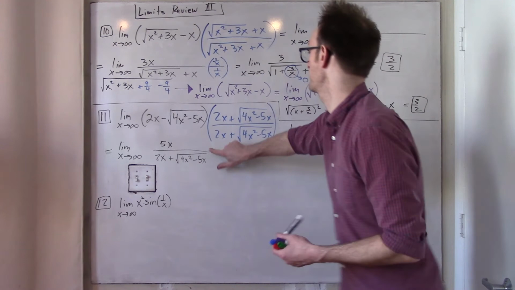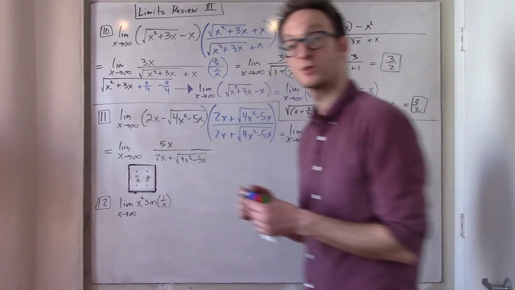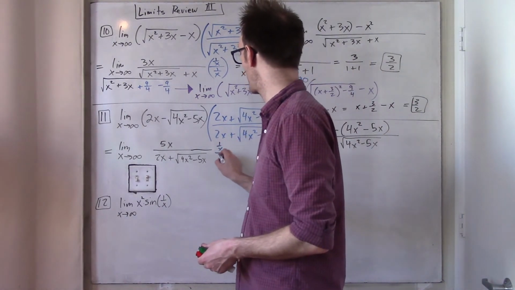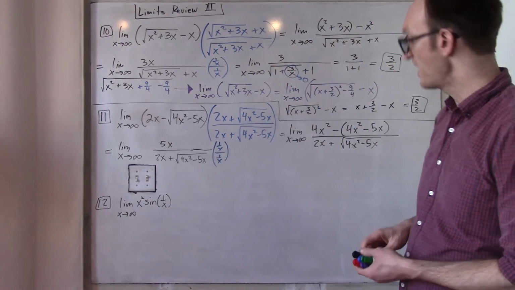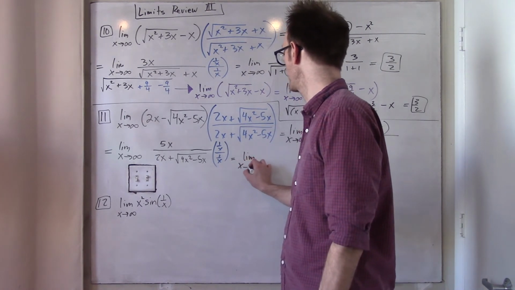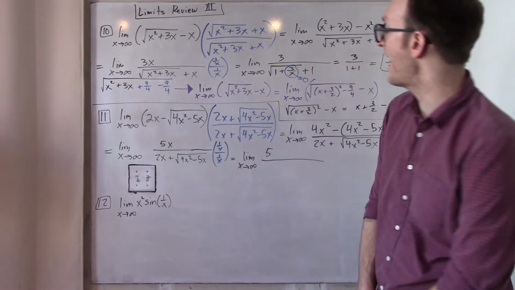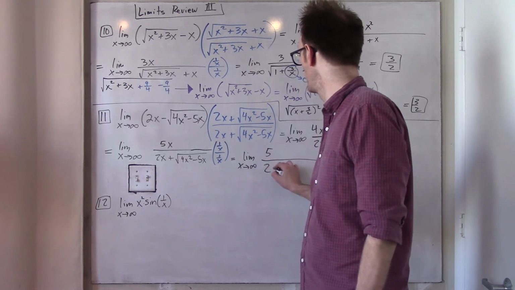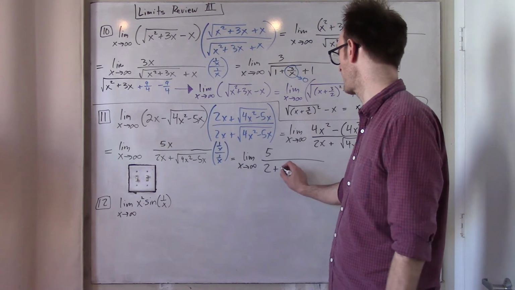And just like before, this is almost a rational function, so we can treat it like a rational function by dividing the top and bottom by the highest power of x in the denominator. If I do that, then I get the limit as x goes to infinity of 5 on the top, and on the bottom, distributing this 1 over x through to the 2x gives me 2, plus distributing this 1 over x through here, maybe this time I'll show my work.